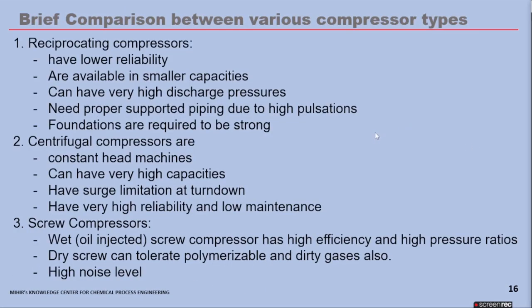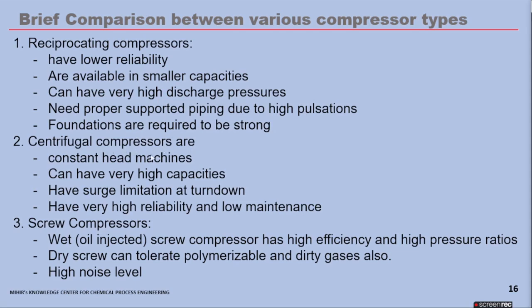A brief comparison between various compressor types we continue. So salient points I have listed here. So for recip compressors, they have lower reliability, are available in smaller capacities, can have very high discharge pressures, need proper supported piping due to the high pulsations. This is a very important point. Pulsations in a recip compressor. The foundations also are quite strong because of this reason. Foundations are required to be strong, as I mentioned.